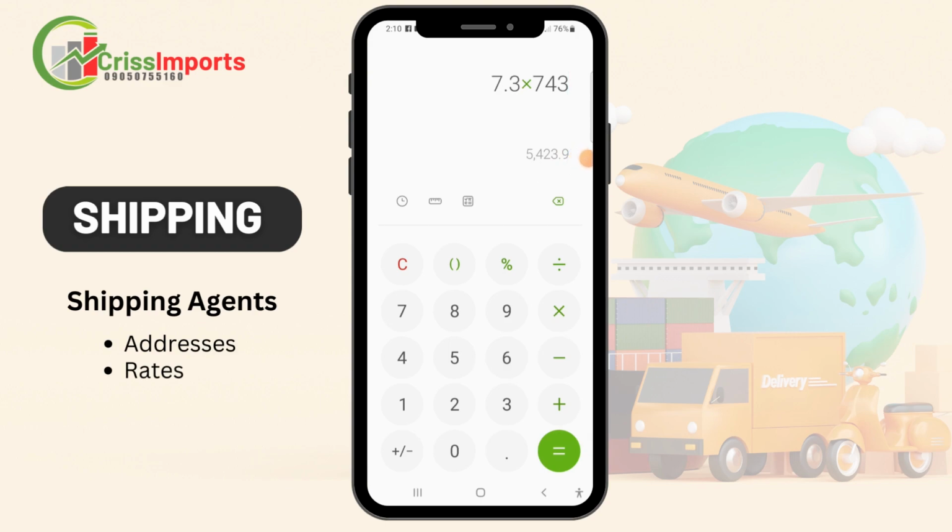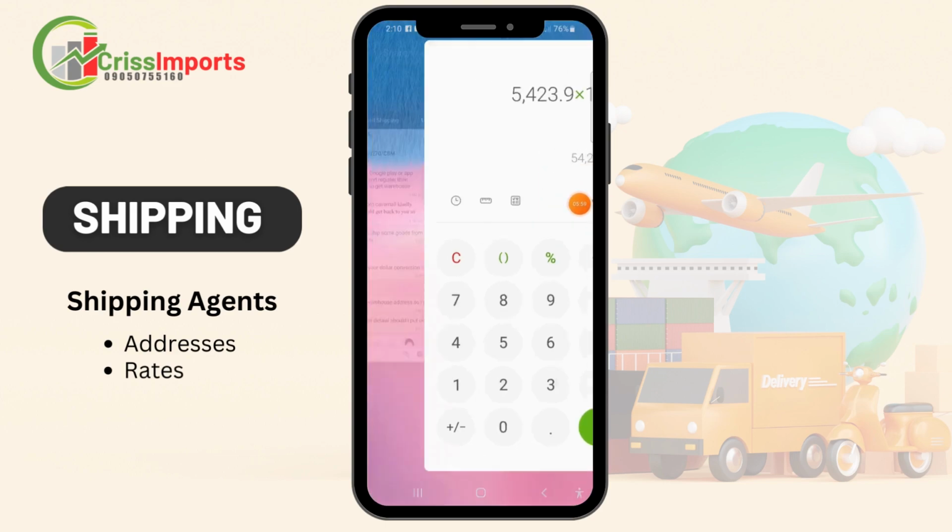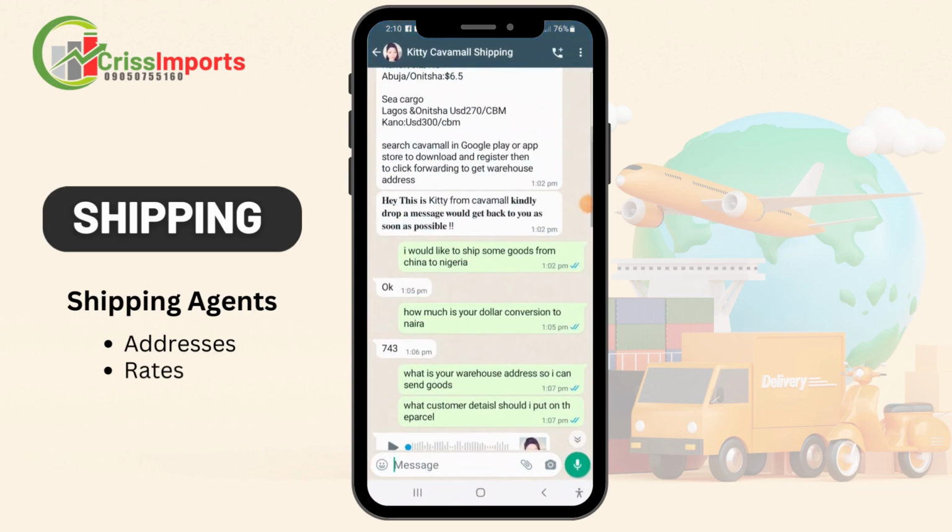So let's say you're buying 10 kgs, just do times 10. So this is what you're going to be paying for 10 kg when your goods arrive. Usually, you pay when your goods arrive in your country for shipping, not before shipping. They will use their money to ship your goods.